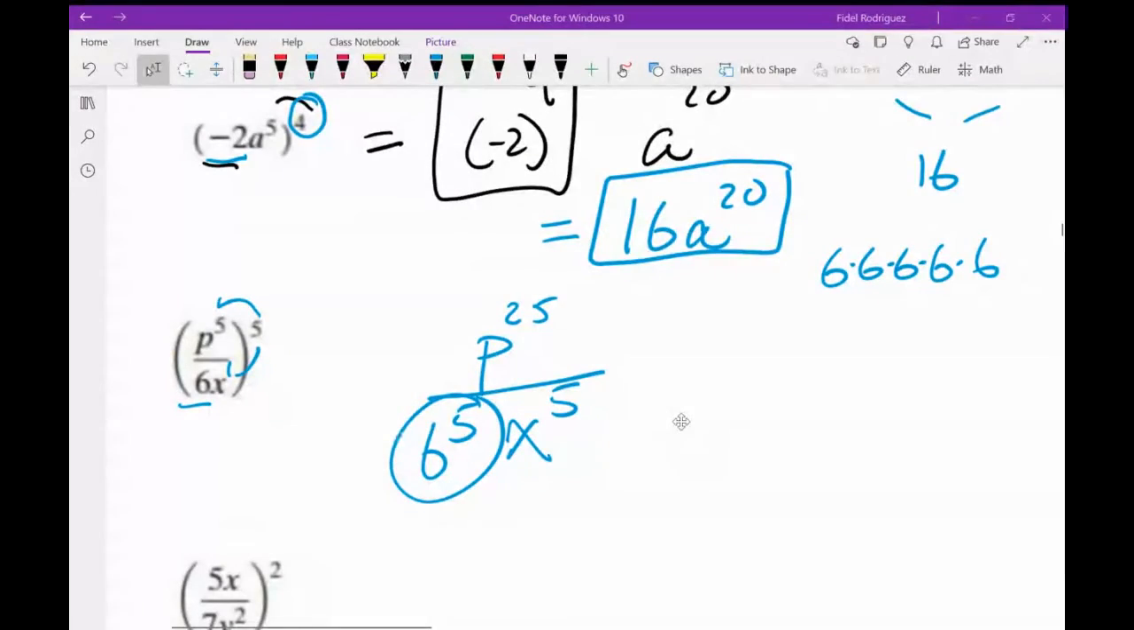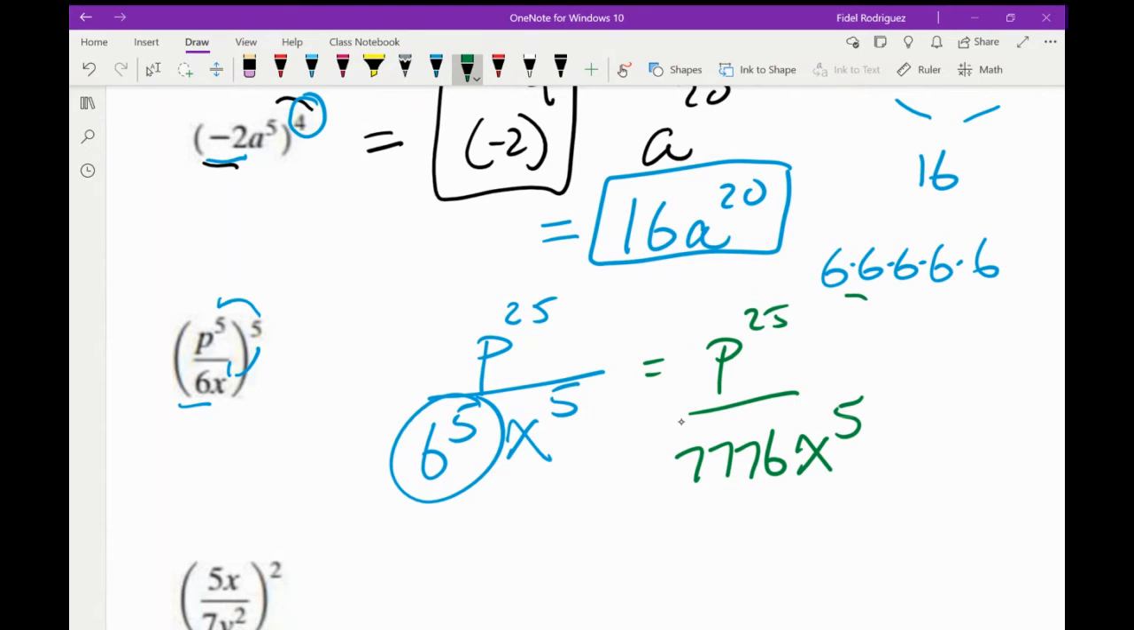Here we go. And so we end up with p to the 25 over 7776 x to the 5th. Okay.